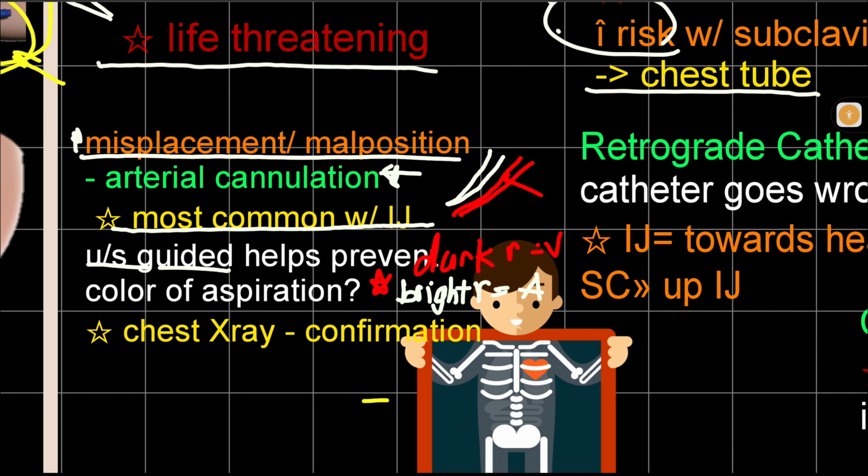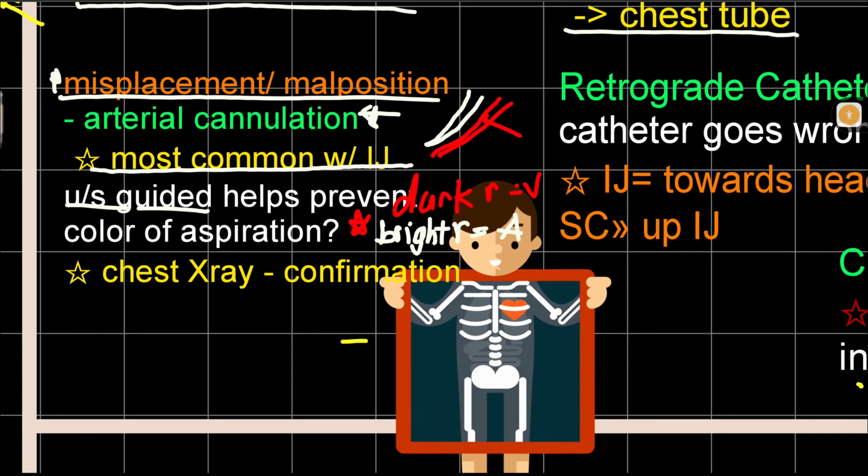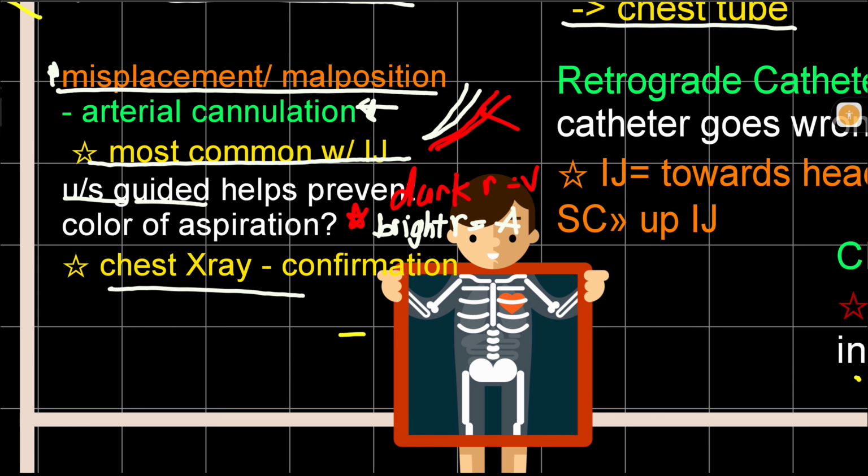Okay, now this is not a confirmatory, you guys, because let's say for example, for a severely hypoxic patient, you will not be able to determine if it's an arterial aspirate or venous aspirate. You know what I mean? So the best thing to do pa rin is to do chest x-ray for confirmation.